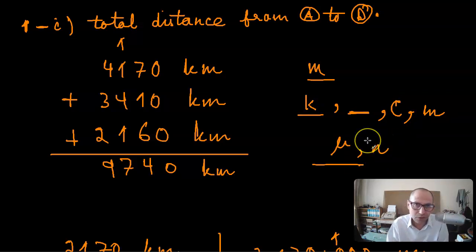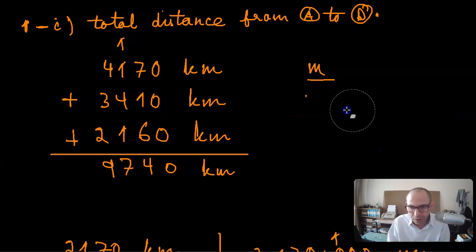Nano means small, essentially dividing by a billion, and so on and so forth. Okay, so that's basically the first part of this question.